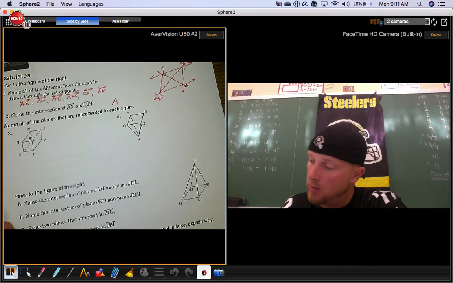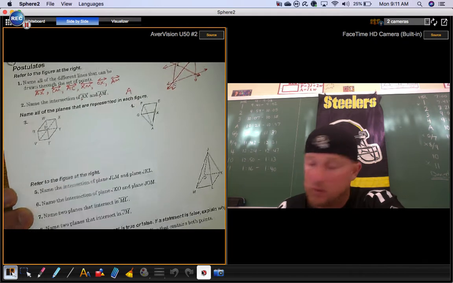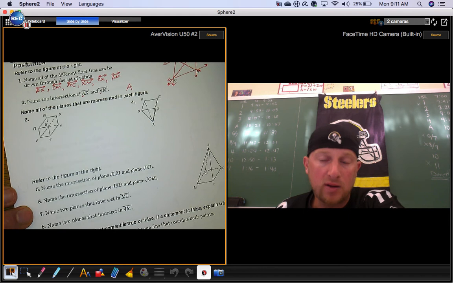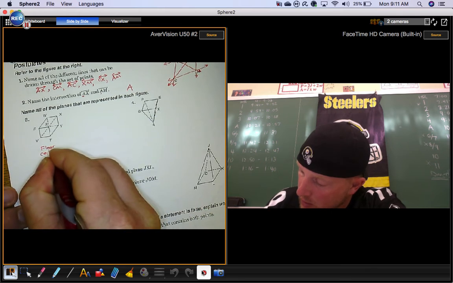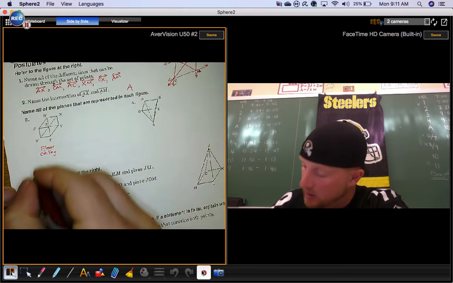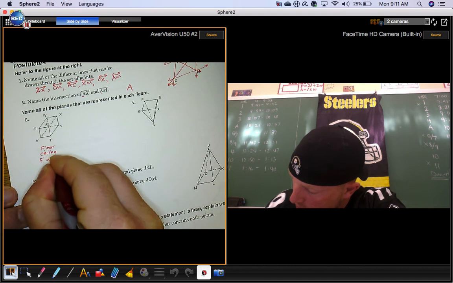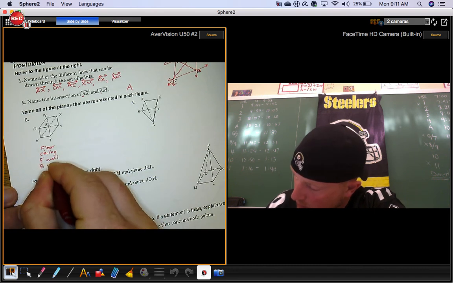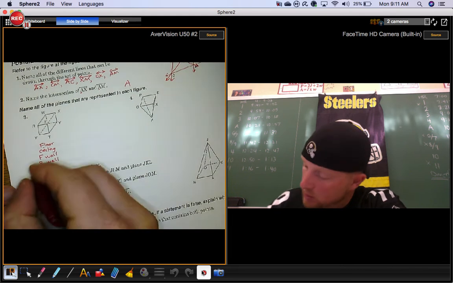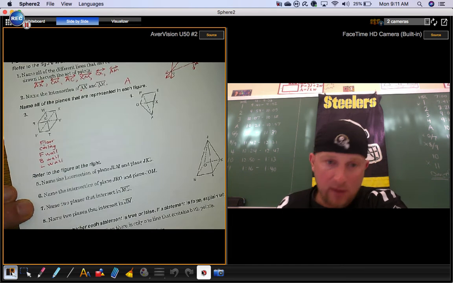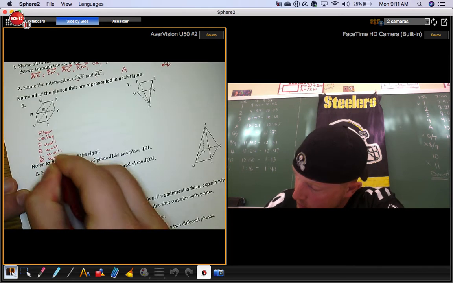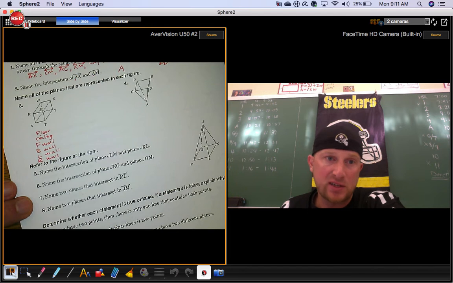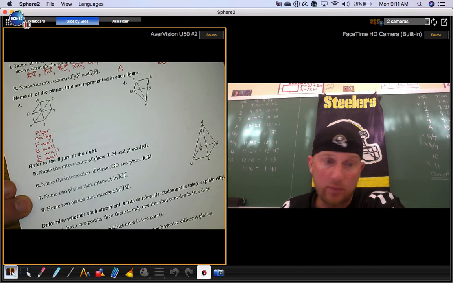Number 3, name all of the planes that are represented in the figure. So here's our figure. It's a box. It's a lot like the room that you're sitting in. So we're going to name the floor, the ceiling, front wall, back wall, left wall, and the right wall. Those are your 6 planes that you can see in that figure.